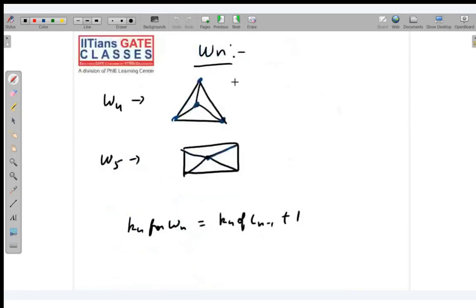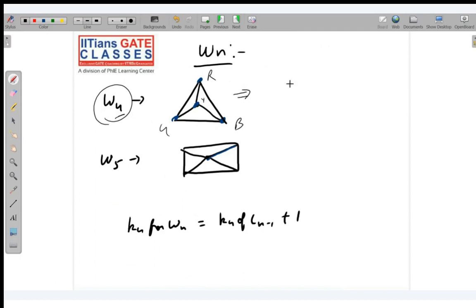Wn. So wheel graph of n vertices. So minimum is W4. W3 is not possible. Okay, W4 is possible. So how W4? C3 plus 1. Yes, it is very simple. See this. Red, green, blue. And you have to give another color, that is yellow. Yellow. No way out.